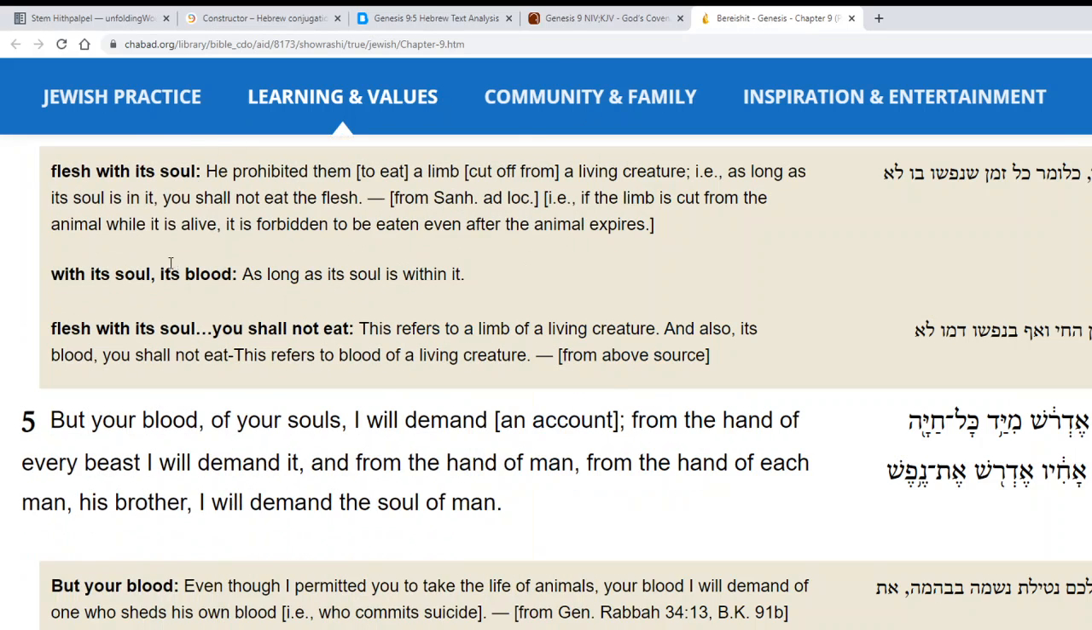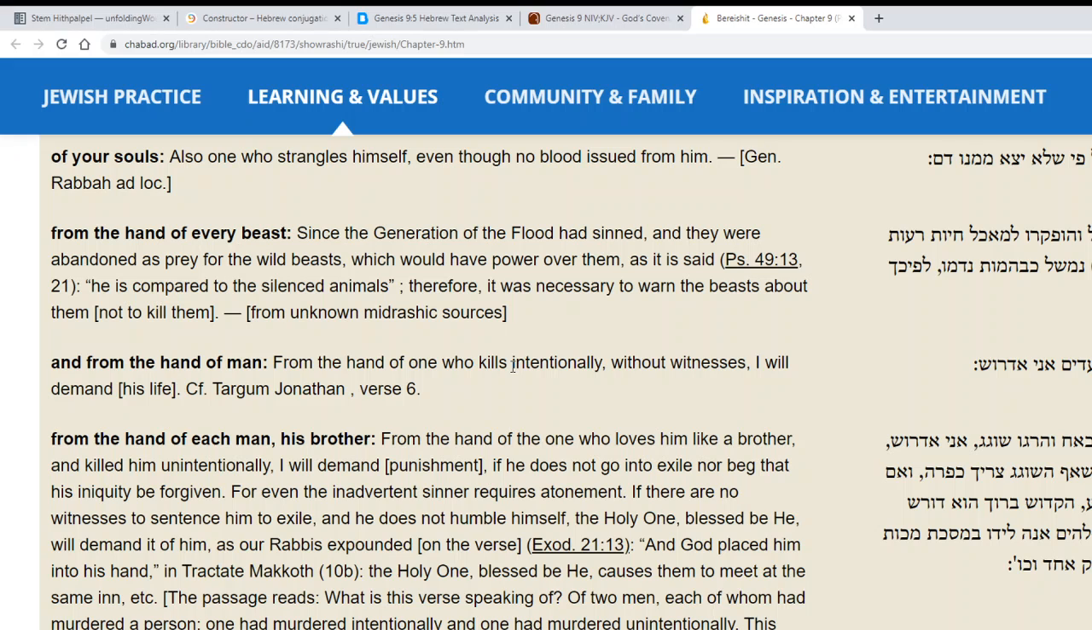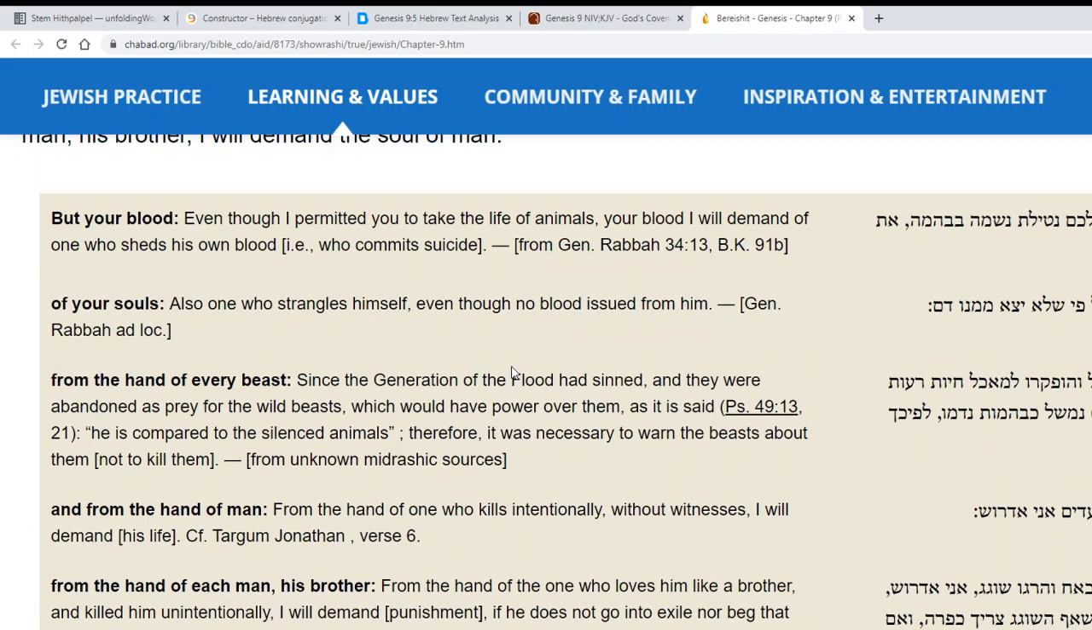Let's look at the Chabad. Let's see. But your blood, so yeah, see, va'ach et dimchem, right? But your blood of your souls, I will demand an account. From the hand of every beast I will demand it, and from the hand of man, from the hand of each man his brother, I will demand the soul of man. Interesting. So they're saying account is... let's look at the Rashis here. These are very long Rashis, and I think you might want to look at them inside. Okay, let's do the Rashis here.